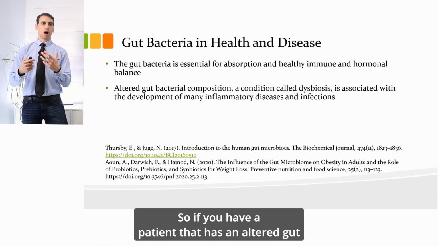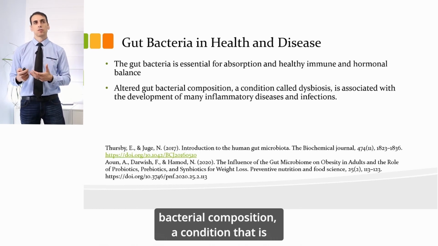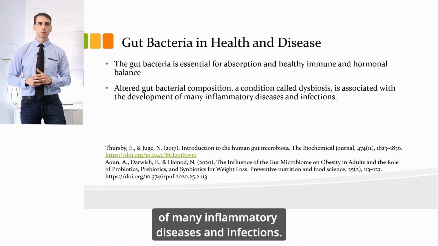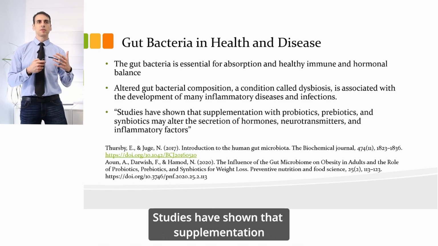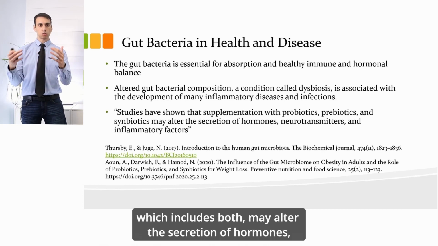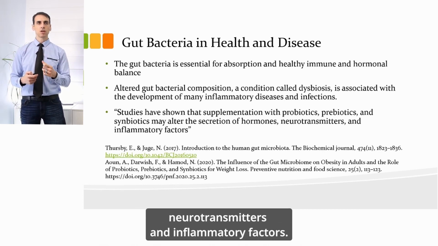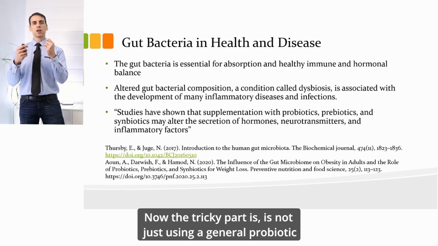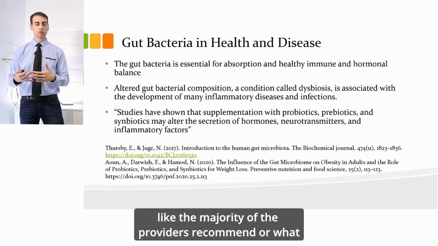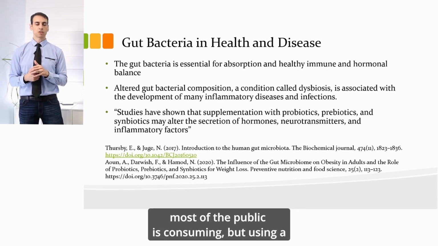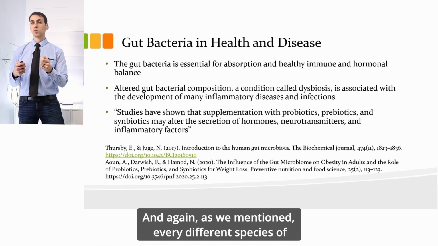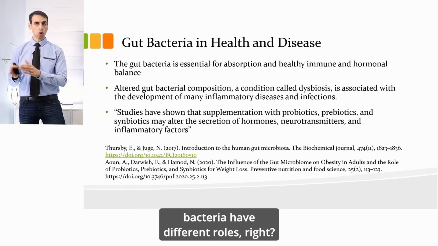So if you have a patient that has an altered gut bacterial composition, a condition that is called dysbiosis, it could be associated with the development of many inflammatory diseases and infections. Studies have shown that supplementation with probiotic, prebiotic, and symbiotic, which includes both, may alter the secretion of hormones, neurotransmitters, and inflammatory factors. Now, the tricky part is not just using a general probiotic like the majority of the providers recommend or what most of the public is consuming, but using a specific research-based species of probiotic for each different condition, right? And again, as we mentioned, every different species of bacteria have different roles, right?